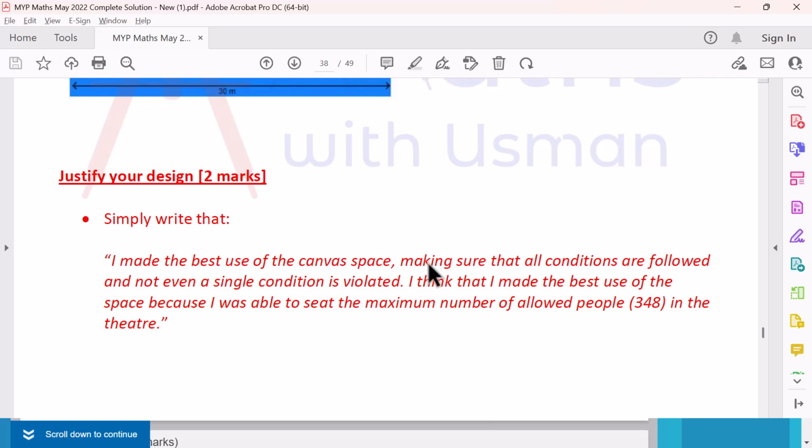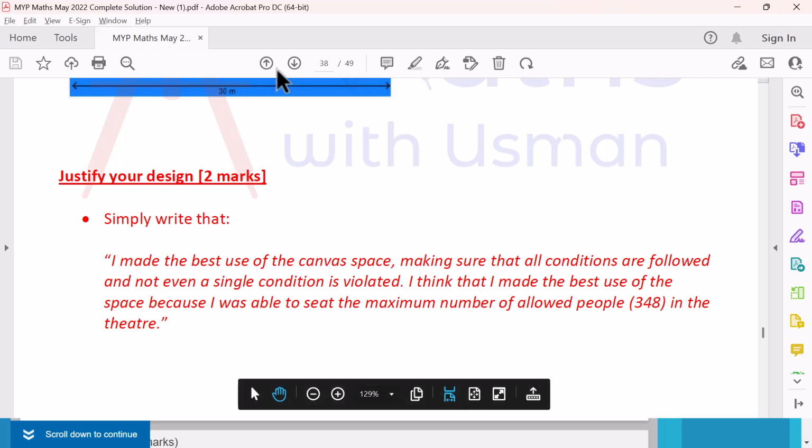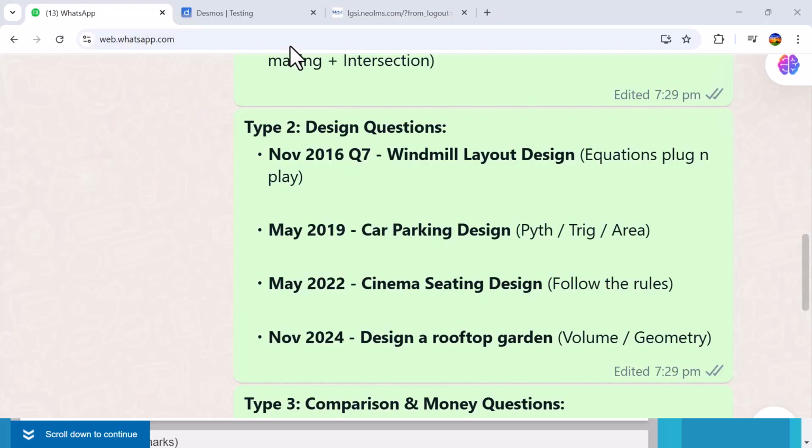I made the best use of the canvas space, making sure that all conditions are followed, and I think I've made the best use. I was able to seat the maximum number of people. And this finishes May 2022.